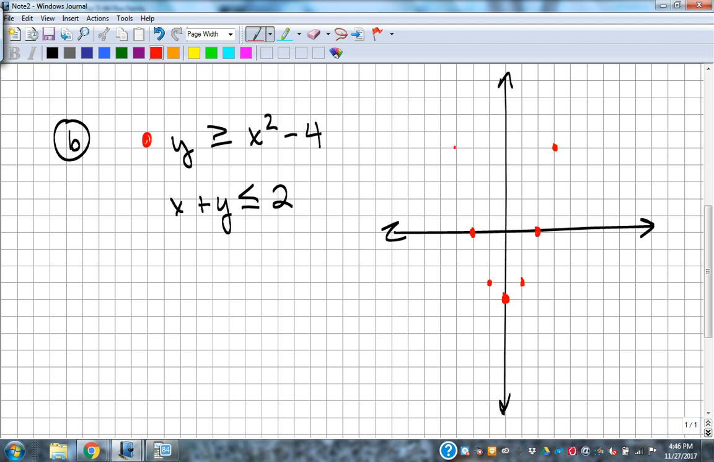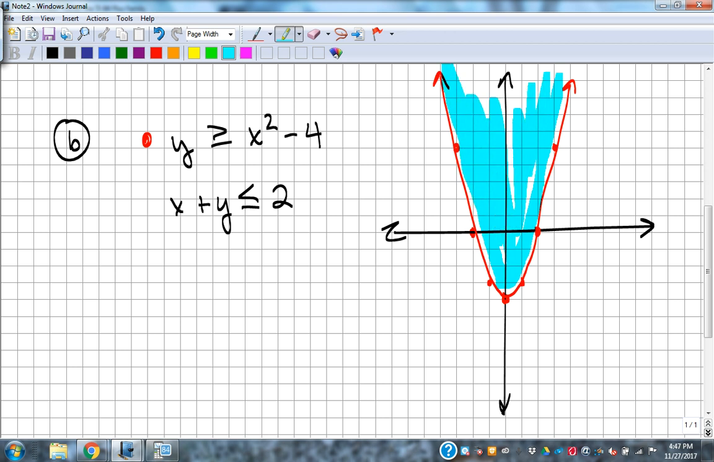Should be there, and then it's reflected on the other side. That should be a solid line. So I'm going to draw that parabola there. Pretty good till I got shaky on the right-hand side. And then the shading, it says greater than, so that should be above it. That's really the inside of that parabola because it opens up. So the shading should be inside of this one. And then we'll graph the other one.